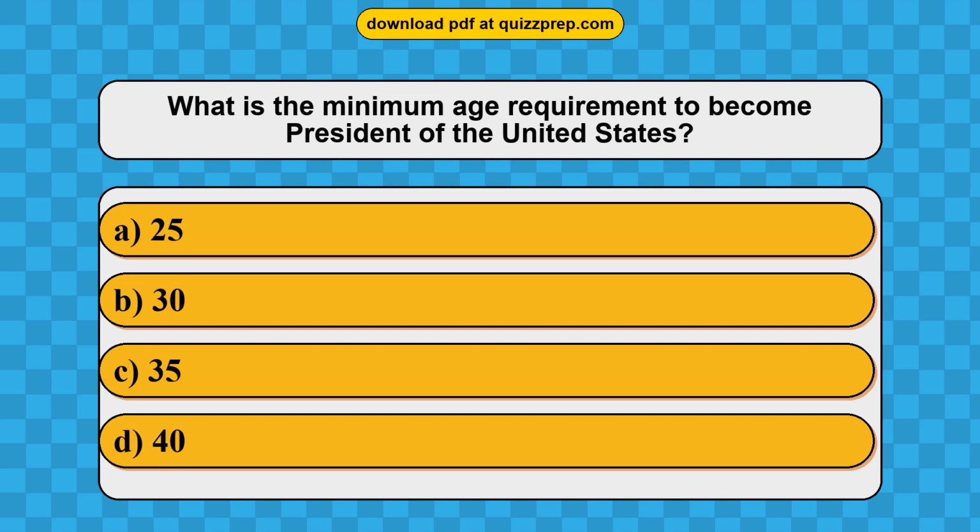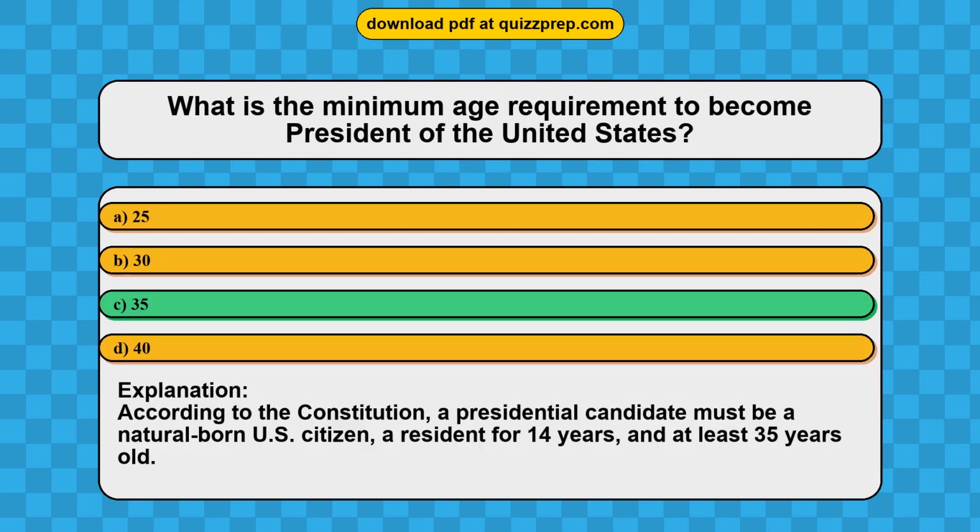Question 26. What is the minimum age requirement to become President of the United States? Option A. 25. Option B. 30. Option C. 35. Option D. 40. The correct answer is option C, 35. According to the Constitution, a presidential candidate must be a natural-born U.S. citizen, a resident for 14 years, and at least 35 years old.